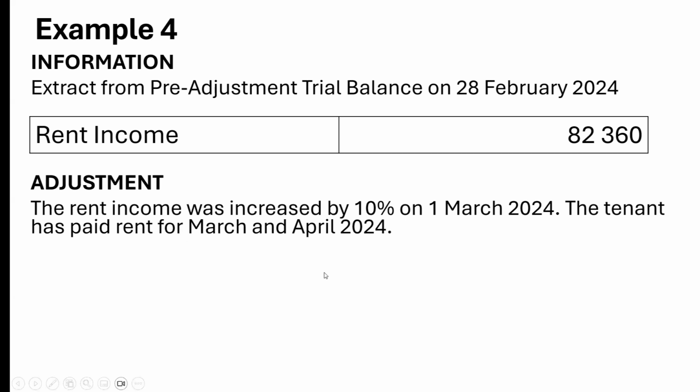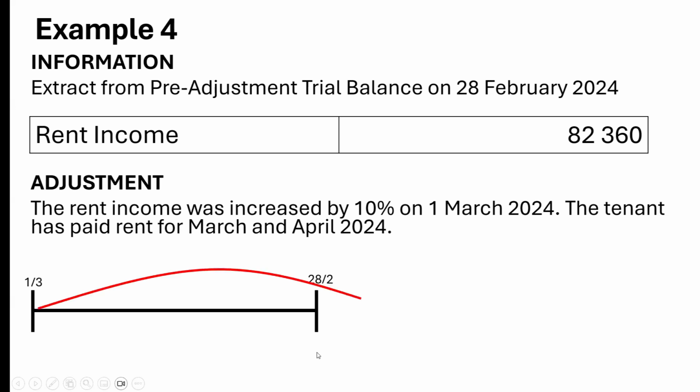So don't panic. We have dates. Our first step is to do a timeline. 1 March to 28 February. Then it states that on 1 March, so that's going to be right here at the end of the financial year, it increased with 10%. My rent increased with 10%. We've received rent for March and April, so we've received for 2 months in advance.